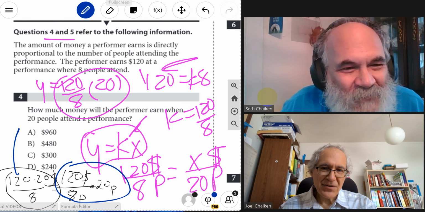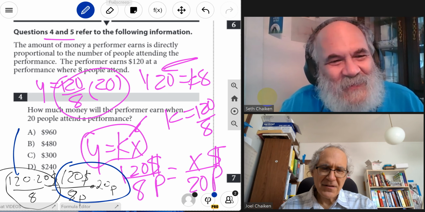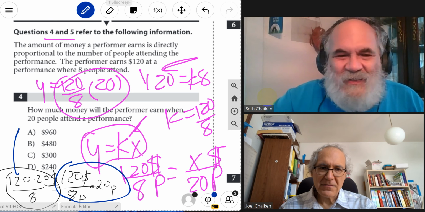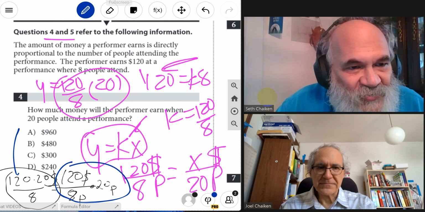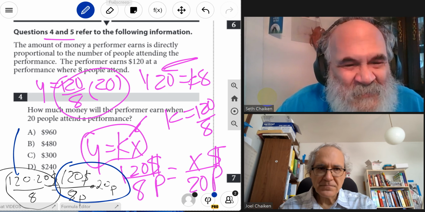Yeah, I guess so. Why burden yourself with cross canceling? You know the danger of cross canceling: you cancel the 2 against the 8, and you have to remember to keep the 10.